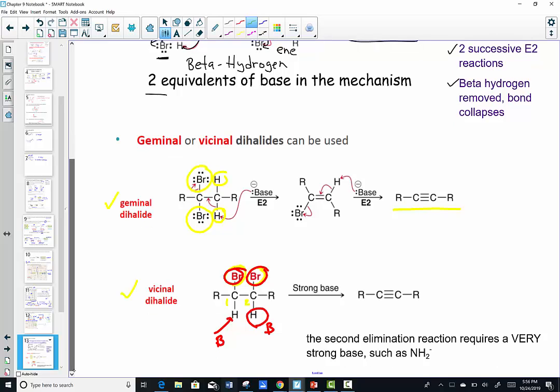So that second elimination occurs step by step, either in a geminal position or in a vicinal position. You end up with the exact same product. A 2-step elimination reaction.